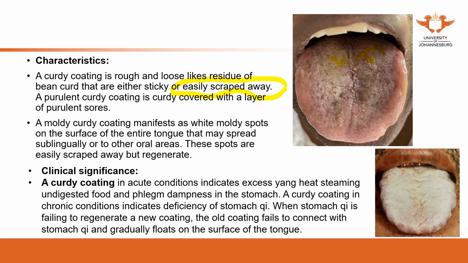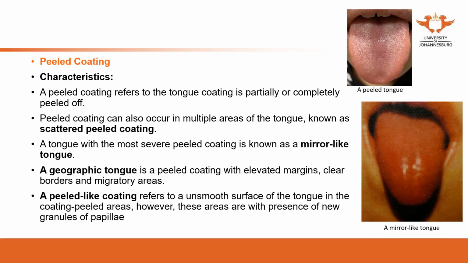The coated coating is mostly due to internal heat, excess yang heat. So, peeled coating, there are different tones in the peeled coating. The peeled coating can occur in multiple areas of the tongue, known as scattered peeled coating. So in different areas, it's not like this one. This one is the same in one area. This is only peeled coating.